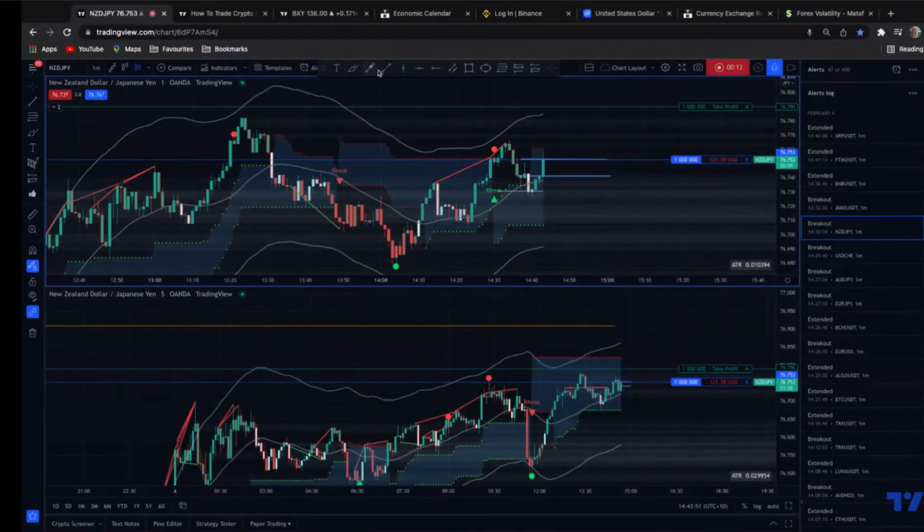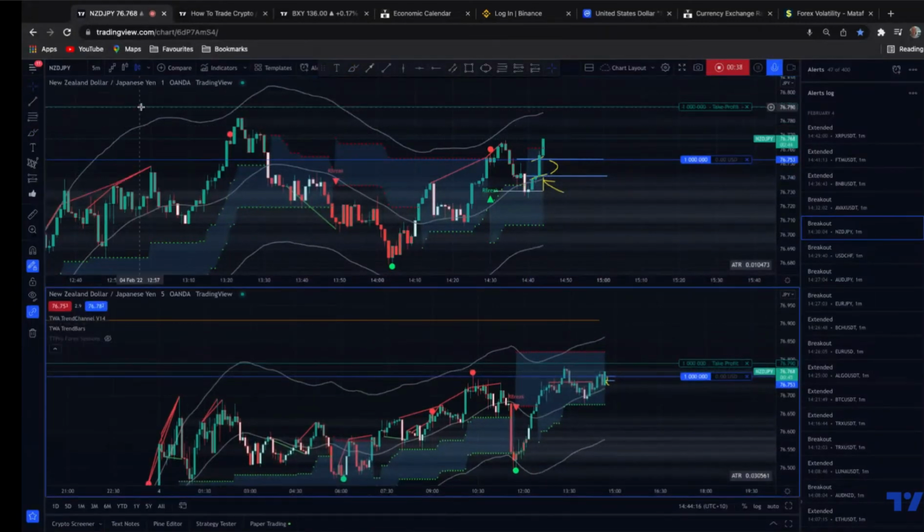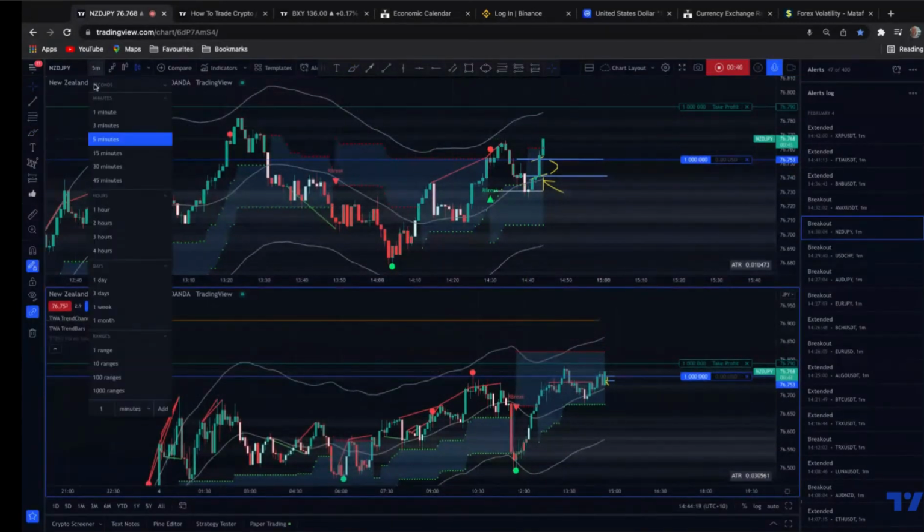I actually entered this trade at this level here. So you're going to have an issue with spread, and that's fine. You need to take that into consideration. I'm actually trading this on a higher time frame, the 15-minute chart. So we'll just take this one down to the 15.